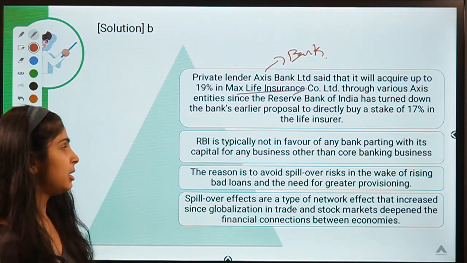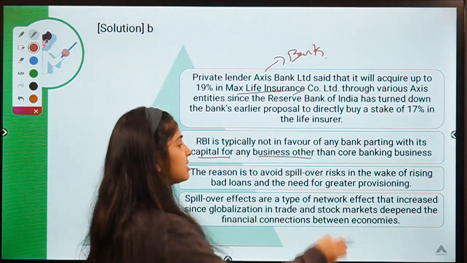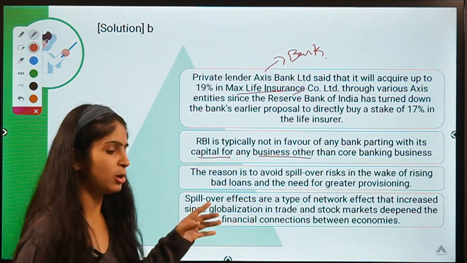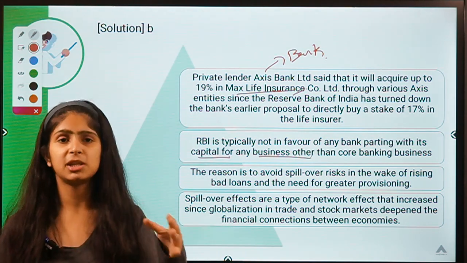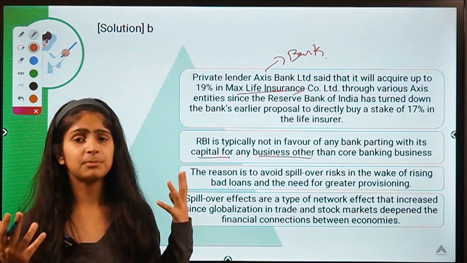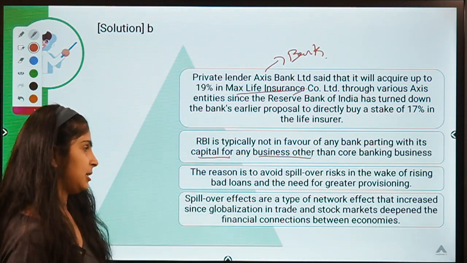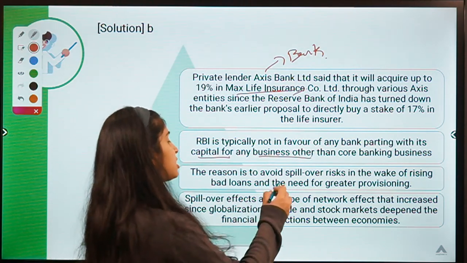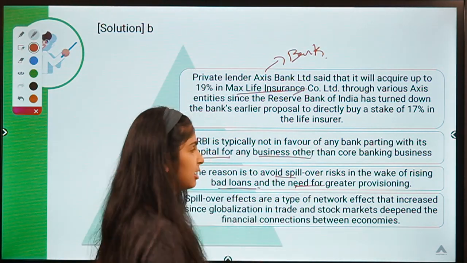So RBI is typically not in favor of banks parting with their capital for any business other than their core banking business. They want banks to focus on their own business, mind their own business, without looking for any risky opportunities. They don't want that right now, right? The reason is to avoid the spillover risk in the wake of rising bad loans and need for greater provisioning.